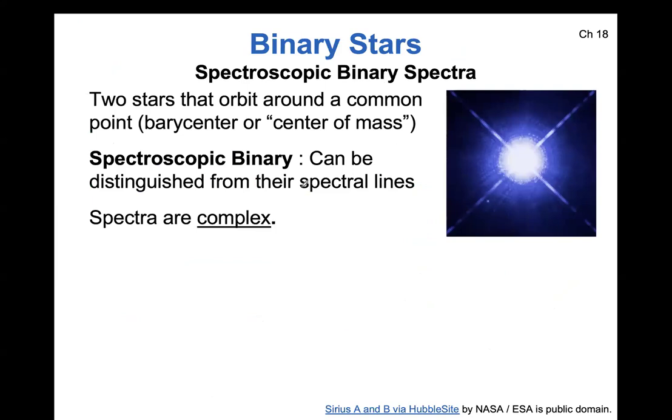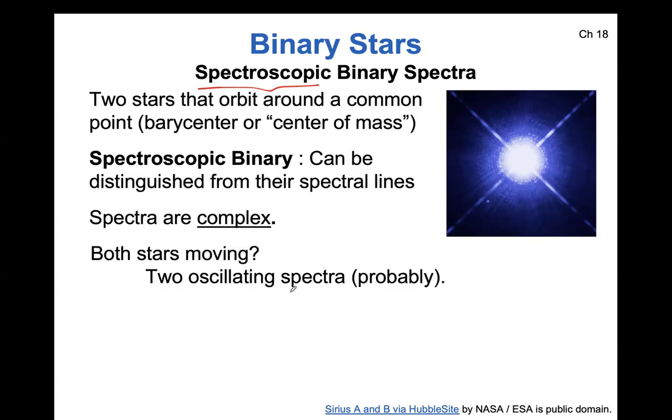So all this matters because of these spectroscopic binary stars. And you can see where the term comes from. They're called spectroscopic because we're talking about their spectra. That's how we view them. That's how we know them. So, two stars orbiting a common center. The spectroscopic binary can be distinguished from their spectral lines.